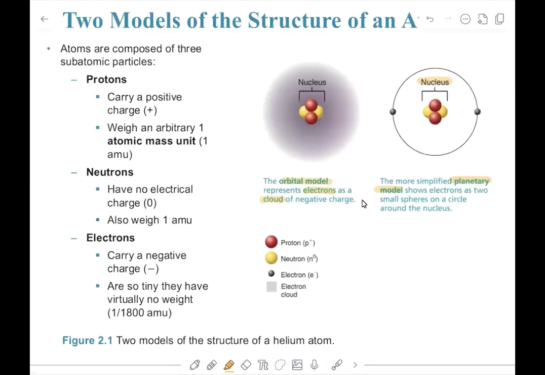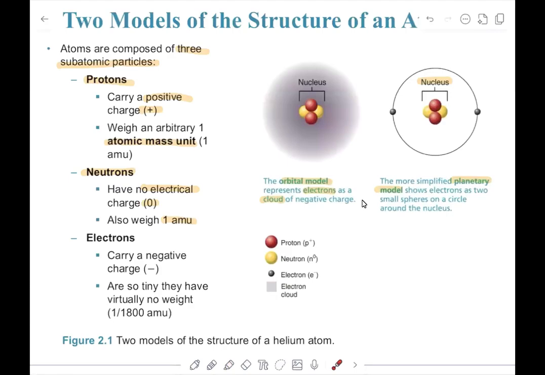Atoms are going to have three subatomic particles, and you should know those particles and be able to identify how many there are by looking at a periodic table. So a periodic table will be available for you on the exam. Protons are positively charged, and they weigh 1 atomic mass unit. The neutrons are also in the nucleus, and they have no electrical charge, but they also have 1 atomic mass unit, which is what AMU stands for.